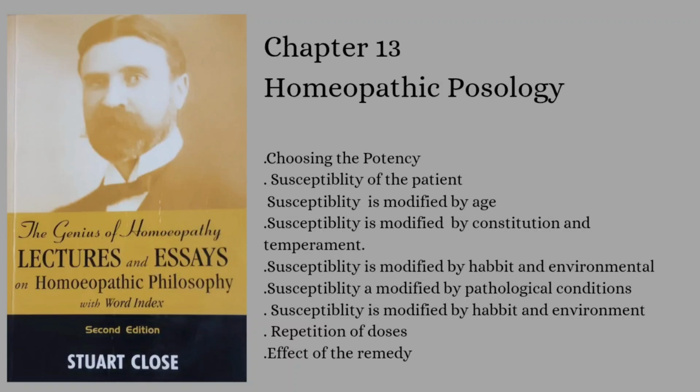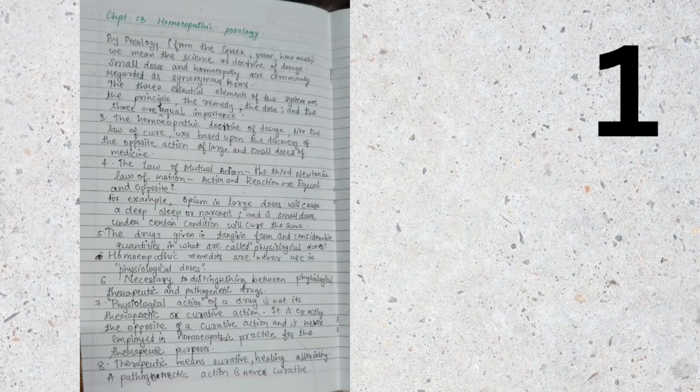Chapter 13, Homeopathic Posology. By posology, from the Greek word posos, which means how much, we mean the science or doctrine of dosage. Small doses and homeopathy are commonly regarded as synonymous terms.